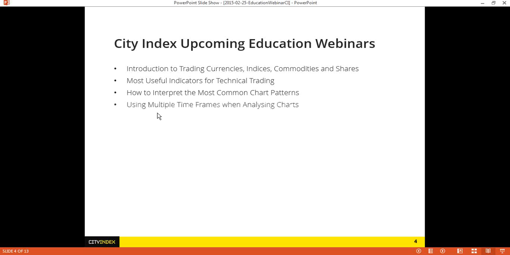And then in the fourth week, we're going to be talking about multiple time frame analysis, where you look at different time frames when you're analyzing the charts. And then we're going to go to planning high probability trade entries, how you actually enter into trades. And then we're going to be talking about exits, setting stop losses and profit targets.